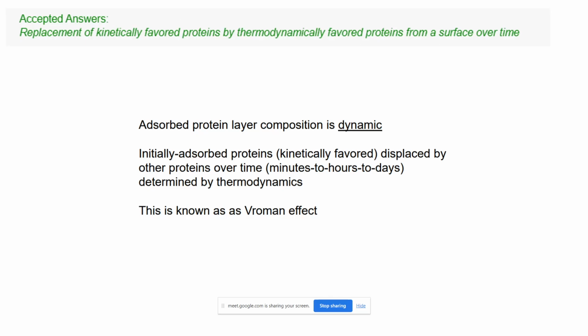Yes, those of you who answered the second option, that is the correct option. Replacement of kinetically favored proteins by thermodynamically favored proteins from a surface over time. As we discussed earlier, adsorbed protein layer composition is very dynamic, and initially adsorbed proteins are more kinetically favored, which are displaced by other proteins over time, which is determined by thermodynamics. This is called Vroman effect.